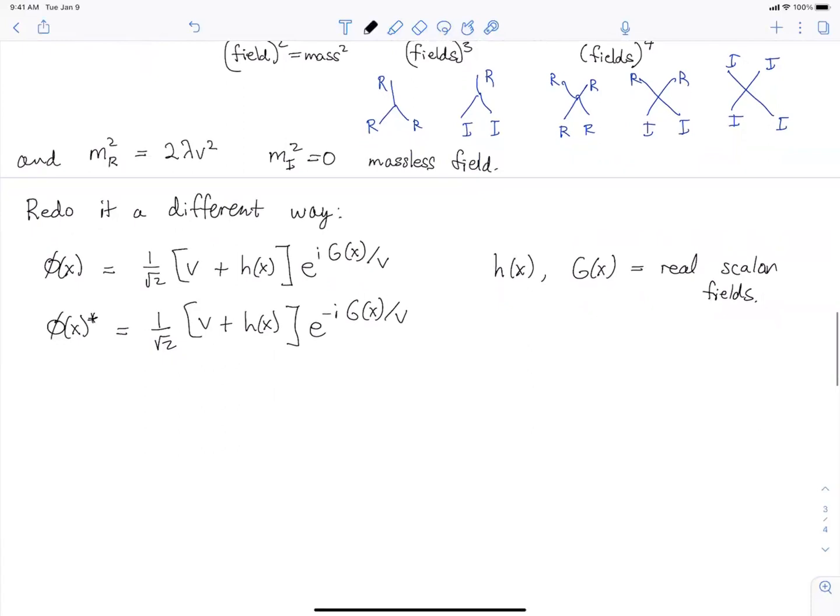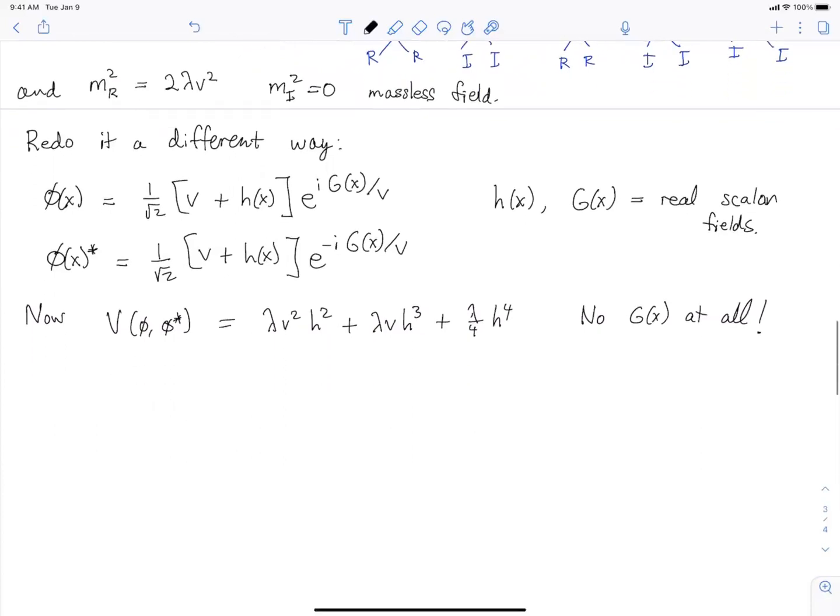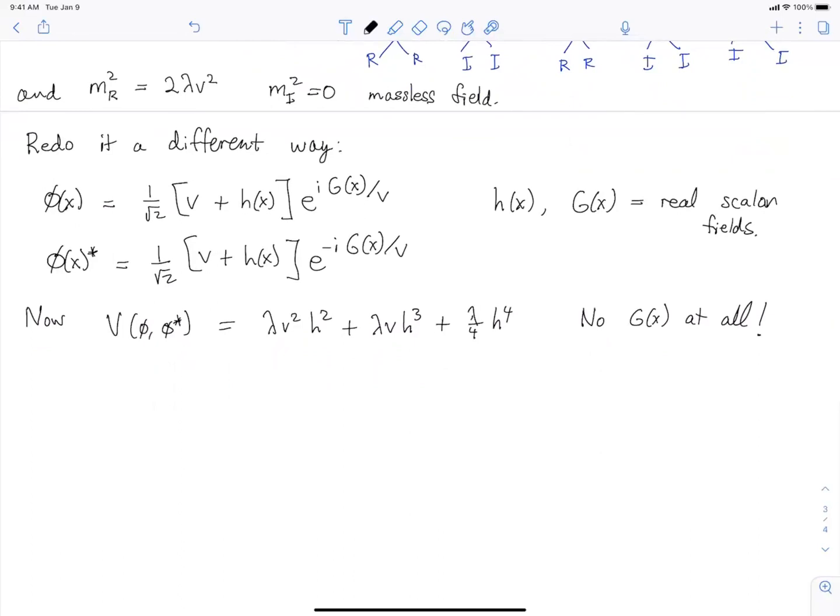And so now if you plug that into the potential, again, all of this is just a different way of analyzing the same theory. It's not a different theory. Now we get lambda v squared h squared plus lambda v h cubed plus lambda over 4 h to the fourth. So one interesting thing that happened here is that there's no g of x at all in this potential. Okay, so the g of x in this way of doing things just doesn't appear.